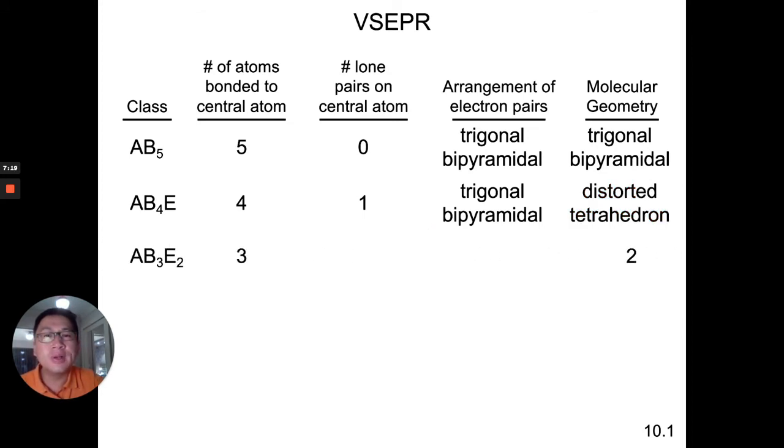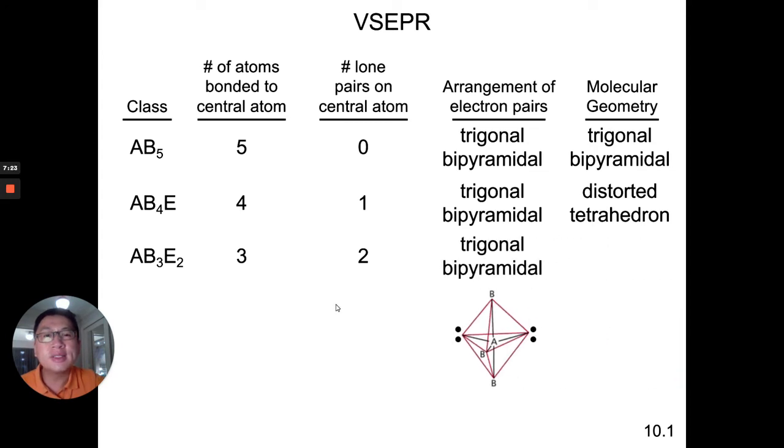If you had 3 bonded atoms, 2 lone pairs, so a total of 5, 3 plus 2 is 5. Normally it's trigonal bipyramidal, but you have 2 lone pairs on it. What shape you have left is A in the center, B on top, B on bottom, 1 sticking out. That looks like a T shape. In fact, that's the name of it. It's called T-shaped. So 3 bonded atoms, 2 lone pairs on the center atom, the shape is called T-shaped.